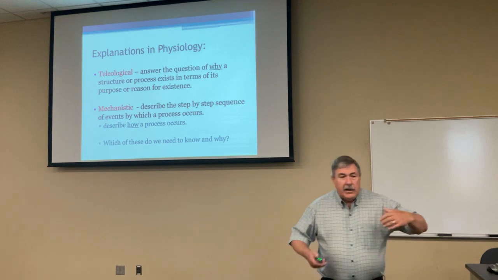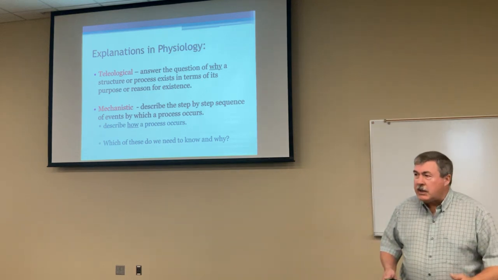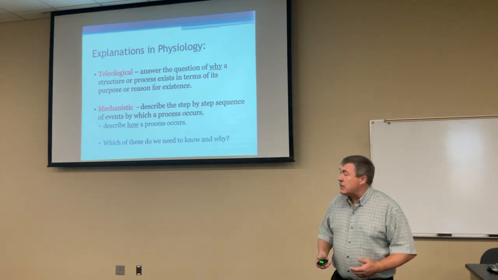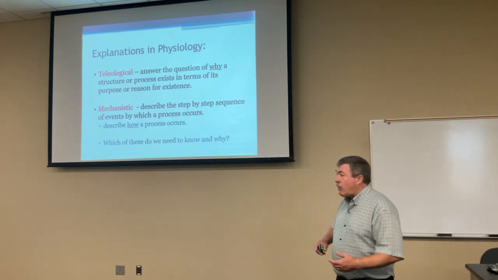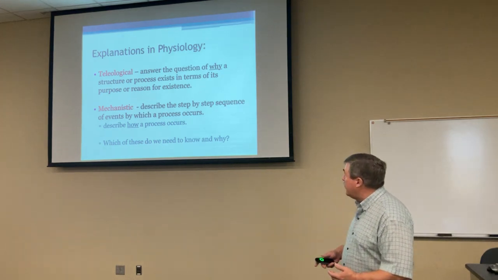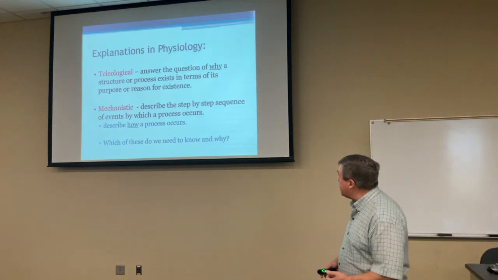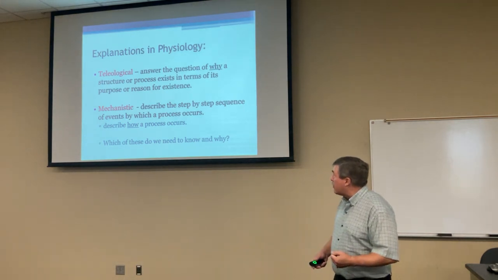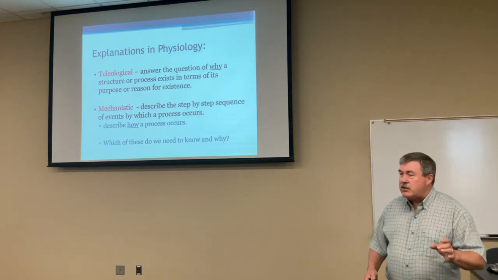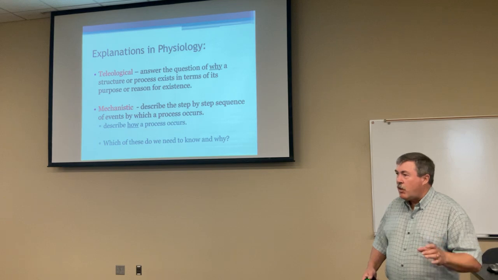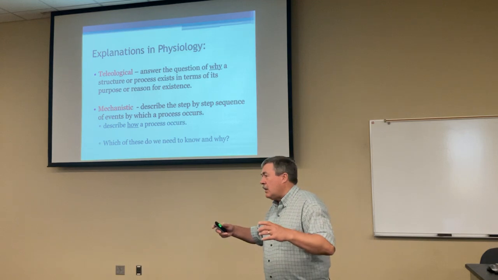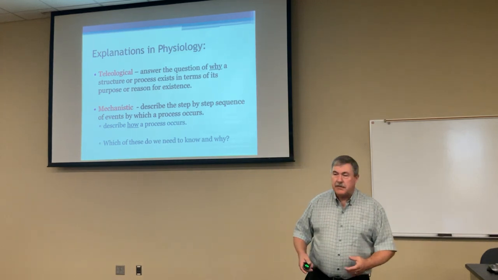Now, there is more than one kind of explanation, though, in physiology and some of the other sciences. What I just described is a mechanistic explanation or mechanistic approach. That describes a step-by-step sequence of events by which a process occurs. So most of the mechanistic explanations answer questions that begin with the word how. It explains how a system of the body functions.